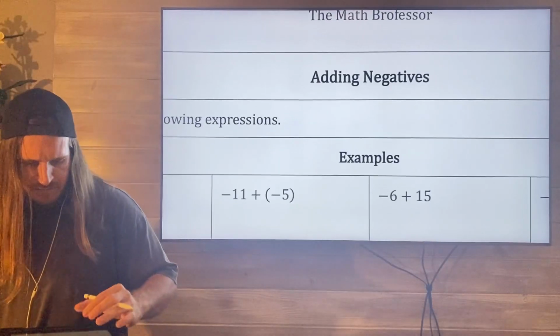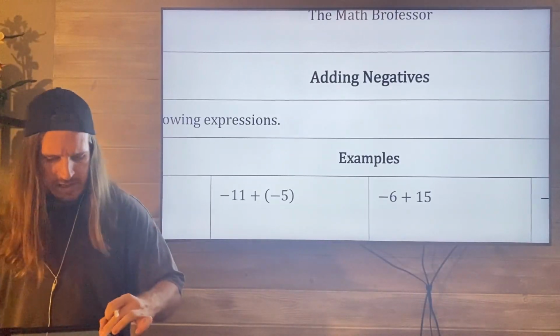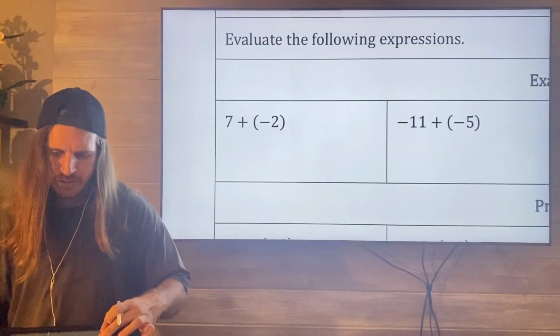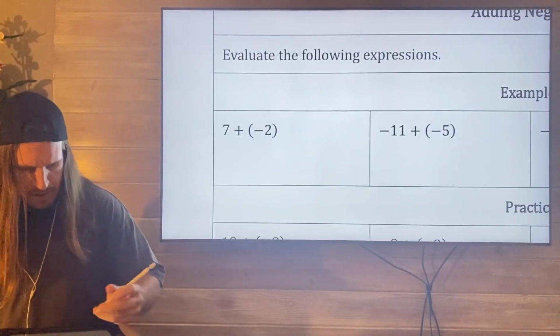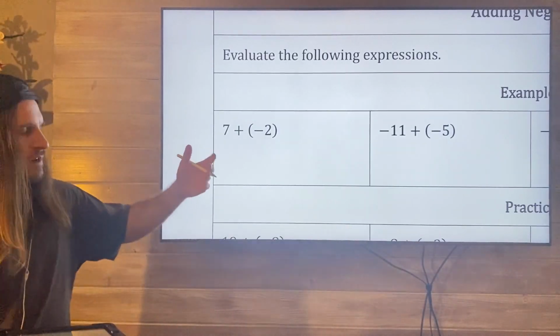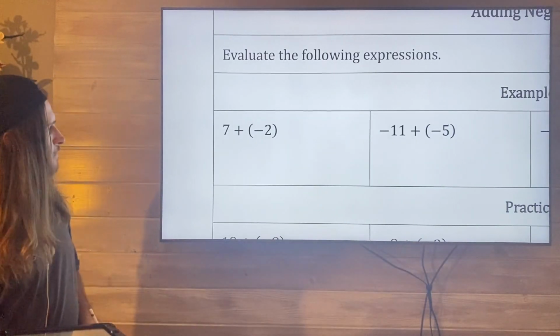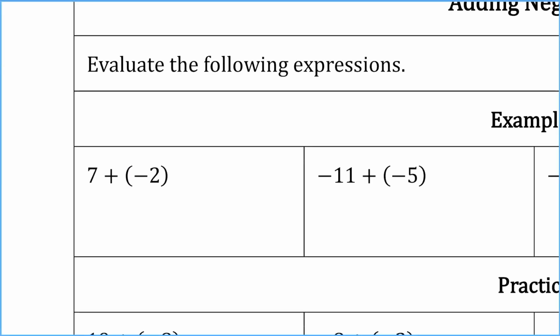Okay, adding negatives. Let's talk about this. Yet another topic useful to you in an algebra class. Adding a negative number is the same thing as subtraction. So 7 plus negative 2, that's the same thing as 7 minus 2, which is 5.